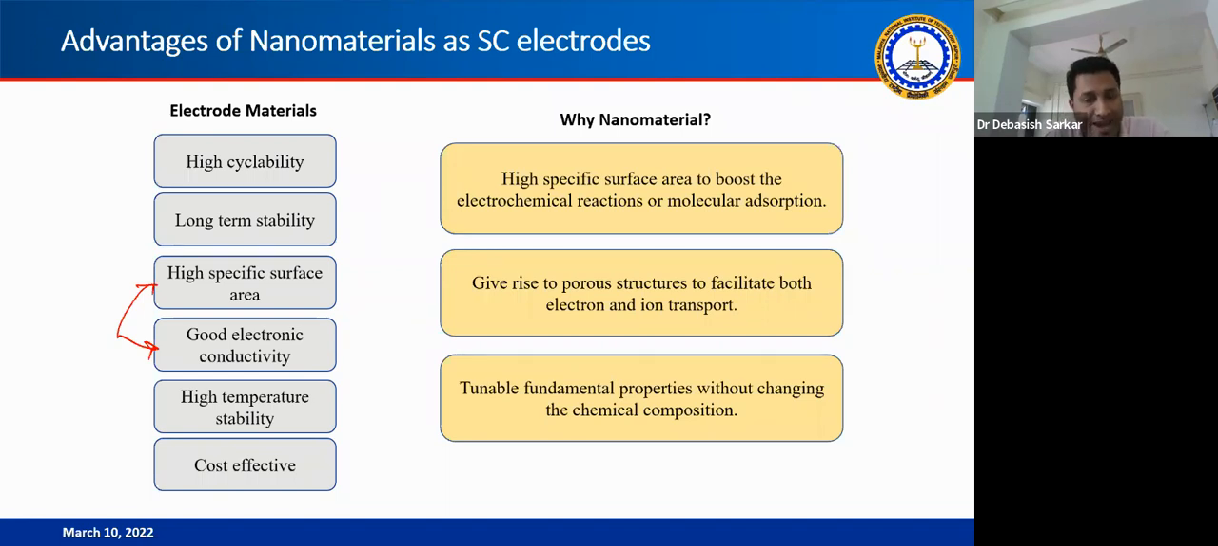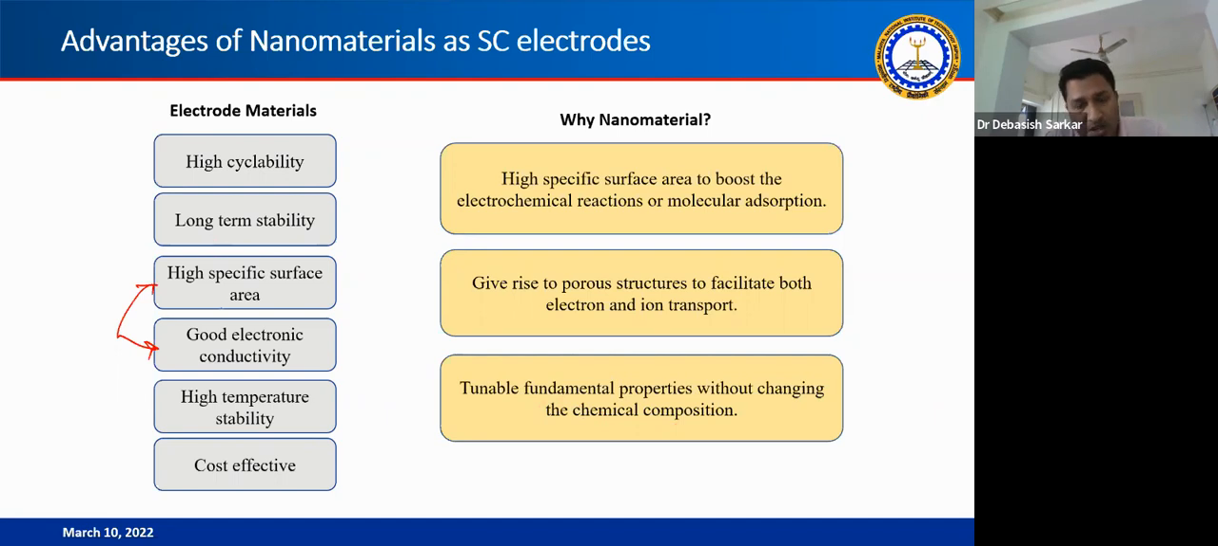Those pores or defects will act as reaction centers. That means you can increase the number of reaction sites, and those pores will further allow ion infiltration, or you can think of the ions easily penetrating through those pores inside the material itself. That means more reaction sites. And it is obvious that by tuning the size of the nanomaterial, you can tune their fundamental properties without changing the chemical composition. So these are the different characteristics we look for in a nanomaterial before being used as a supercapacitor electrode.